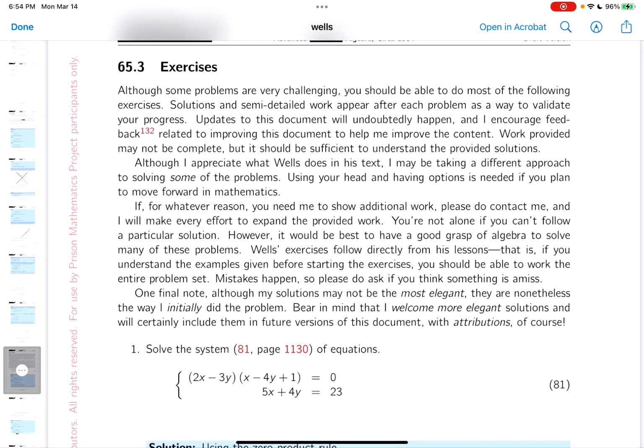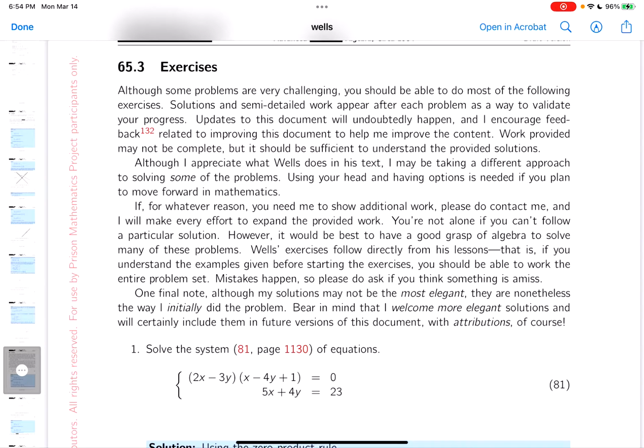Okay, 65.3, the exercise is number one. What I see initially is a zero product rule, and the second equation, a linear equation, equals 23. There's many ways to do it. The suggestion we're going to make here is to use the zero product rule.